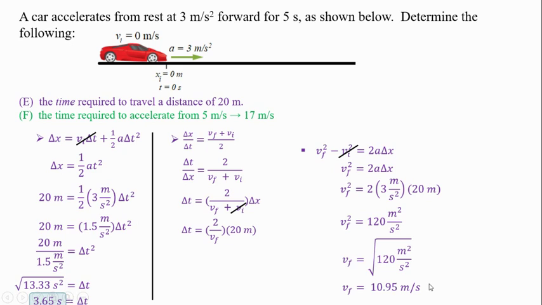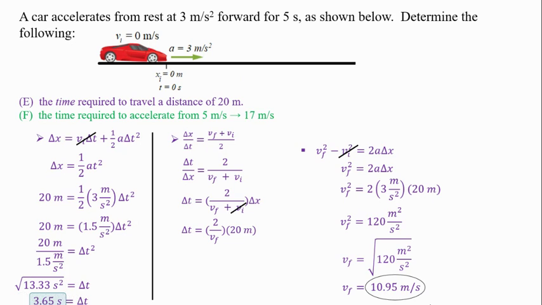And if you simplify it in your calculator, the velocity at the 20 meter mark is about 10.95. So by the time it reaches a distance of 20 meters down the road, it is moving at a speed of 10.95 meters per second.